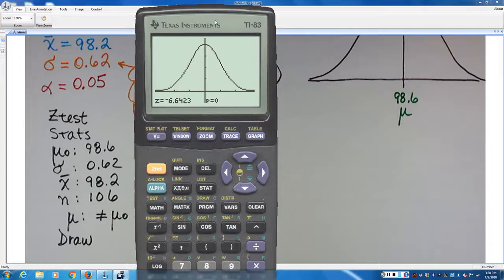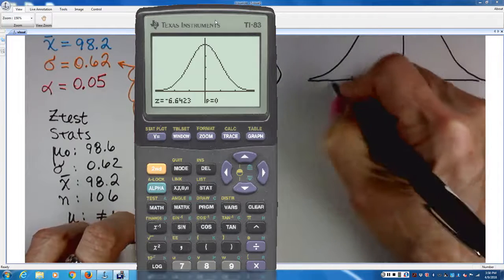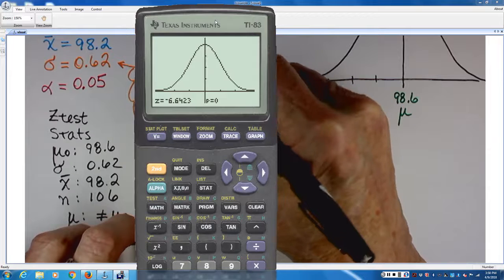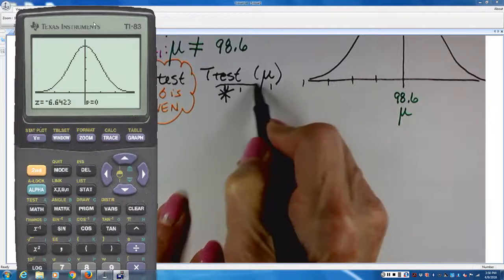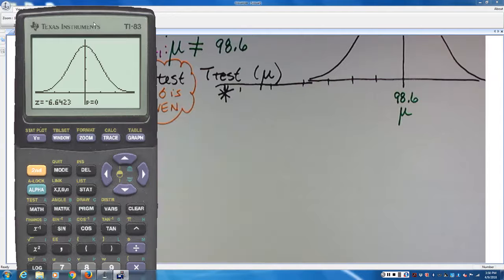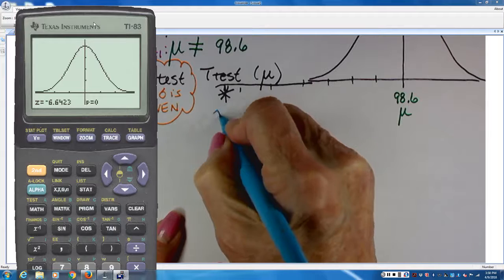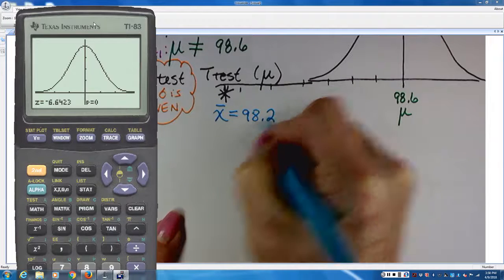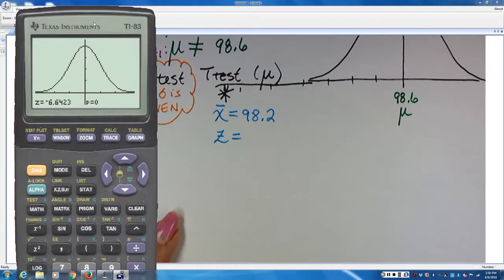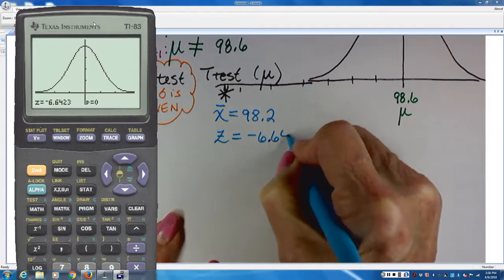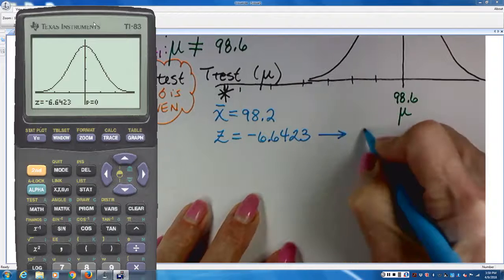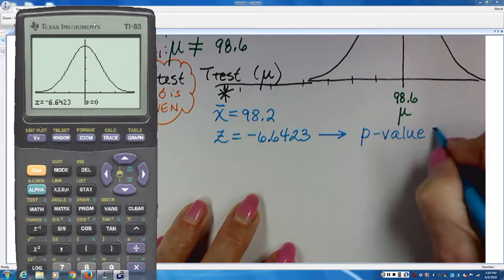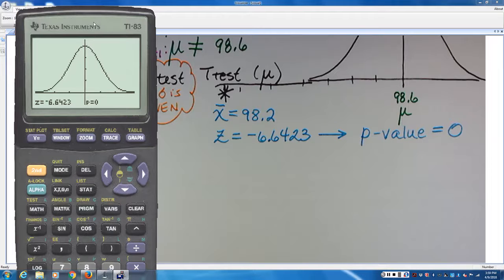But that 4/10 of a degree goes down 1, 2, 3, 4, 5, 6 standard deviations. If I continue this axis all the way down here, this is where my sample fell. Because the Z value that corresponds to that 98.2 is negative 6.64. And the area to the left of a Z-score like negative 6.64 is going to be pretty close to 0. If we rounded it to 4 decimal places, it would be 0. Okay?